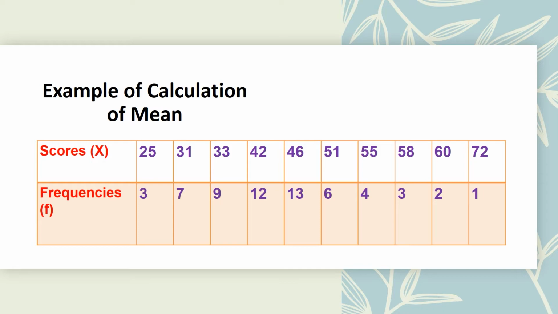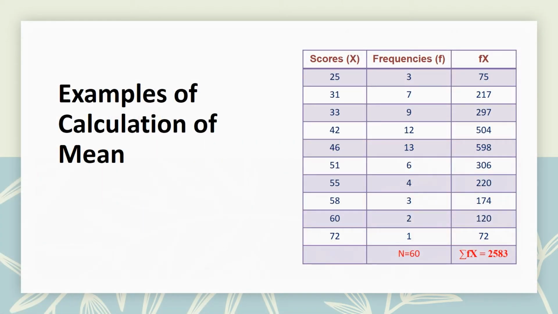So how to calculate it? Here I have put it in a table for better understanding. These are the individual scores and these are the frequencies. As per our formula, you have to multiply the individual score with the frequencies, that's fX. So 25 into 3 is 75, 31 into 7 is 217, 33 into 9 is 297. Accordingly you have to calculate all fX, f into X. I have already calculated.